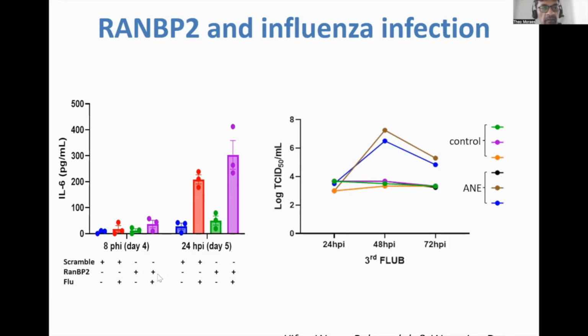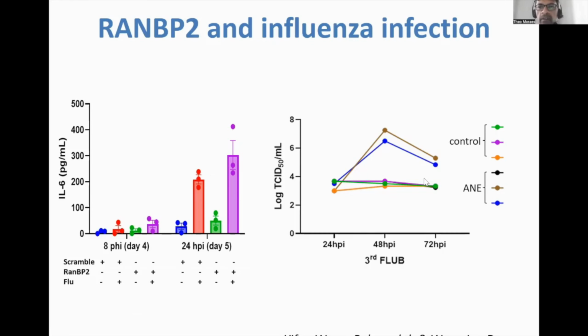Again, these are the cells that are either deficient in RANBP2 or competent, and with or without influenza. This is 8 days post-infection versus 24 hours post-infection. And yeah, that should be HPI, not PHI. And then what you can see is that at least there's a sense that after influenza infection, you're definitely seeing IL-6 being produced, and maybe a little bit more when RANBP2 is knocked out.